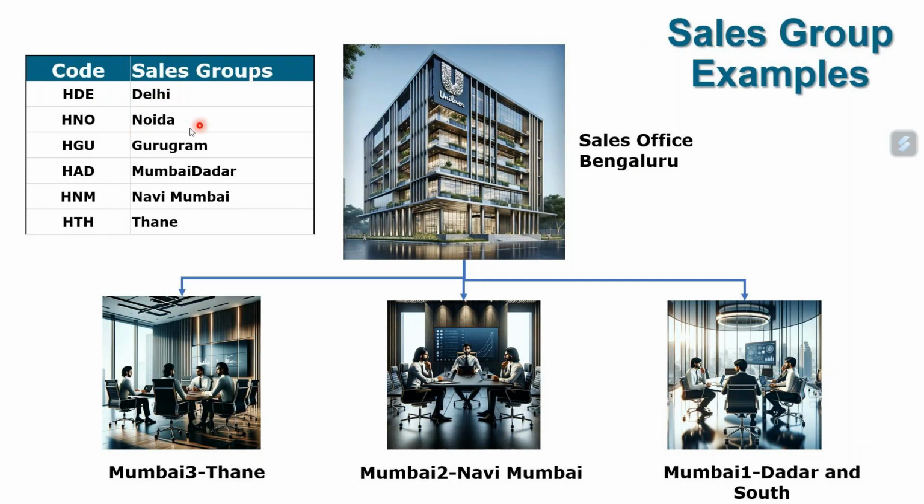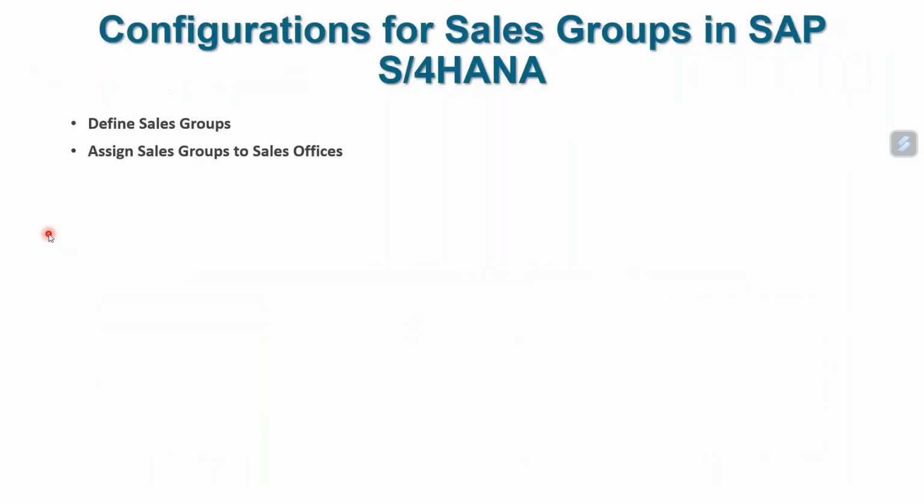Okay, so I've given some codes. For example, HD is Delhi, HNO is Noida, HGU is Gurugram, HAD is Dadar, HNM is Mumbai, and HTH is Thane. That's how I've given them names. Again, three character alphanumeric is allowed. I've tried to make them smart, so they are smart coding. Just by looking at that, I should be able to know what they are, but you can have 01, 02, 03, etc. as well. What do you do here? You make a sales group in SAP and you assign the sales group to the sales office. That is what you do.